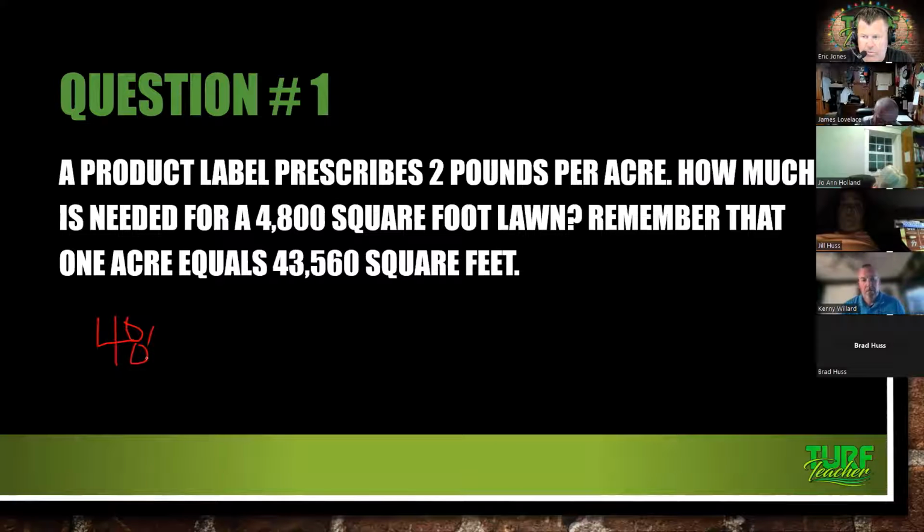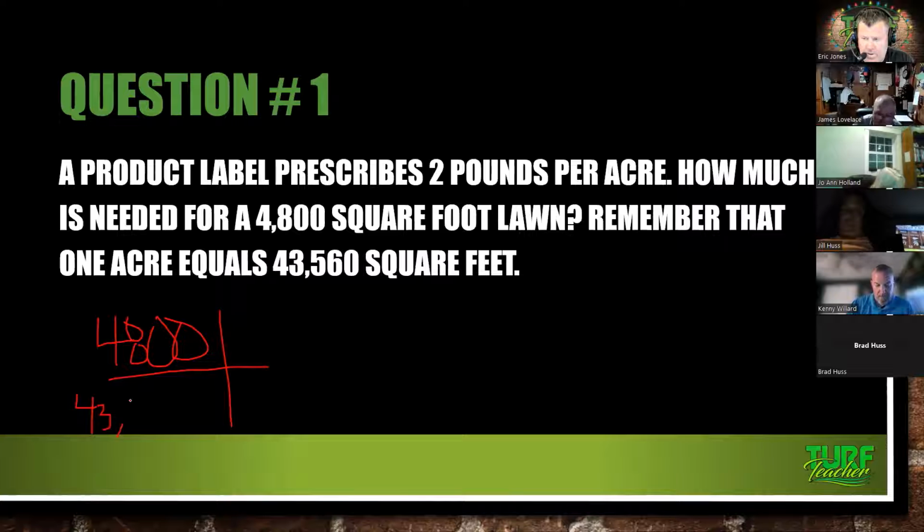This takes me a little while. I'm drawing it with the mouse. And then we have our 43,560. This is basically all we have to do for this. They're both square feet, and that's going to give us what? 0.1 acre. So a tenth of an acre.